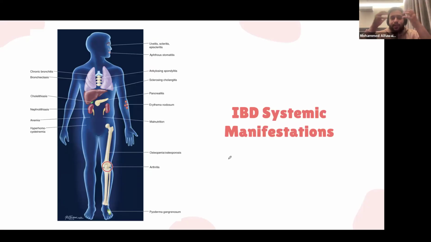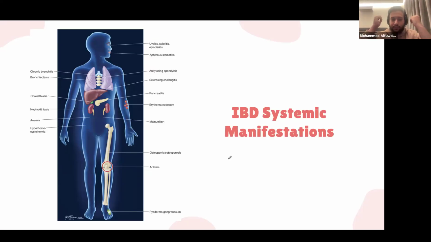Importantly, these manifestations are more common in Crohn's. Okay, they're more commonly seen in Crohn's, however, they can be in both. It doesn't always have to be that if they have systemic manifestations, it's Crohn's, and if they don't, it's UC. No, it can happen in both. Ulcerative colitis is more associated with the arthritis systemic manifestations. Crohn's disease is more associated with the eye manifestations, which is the episcleritis, uveitis, and the skin manifestations.